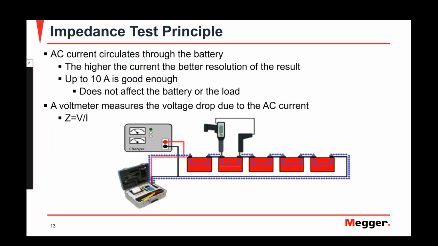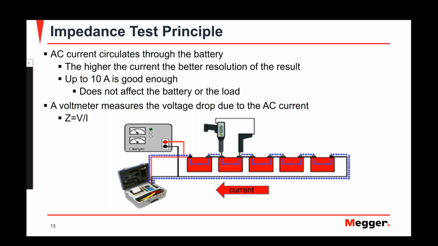So let's talk a little bit now about how we do that test and how the impedance test works. So the concept of the test is we're going to inject an AC current into the battery bank, either through the entire string or cell by cell, depending on which BITE instrument you have. In this case, we're pushing current across the entire string, and the signal that we generate is low enough that we aren't going to affect the battery or the load that it's supporting.